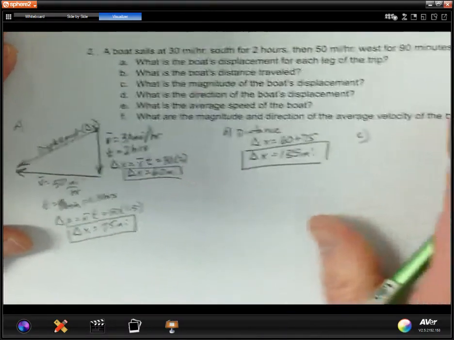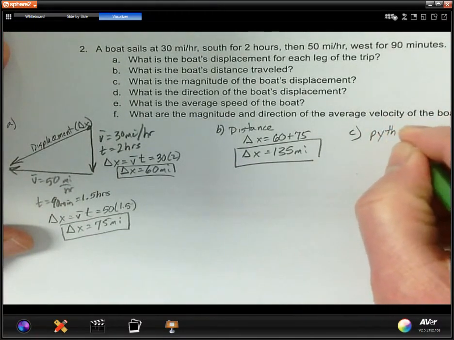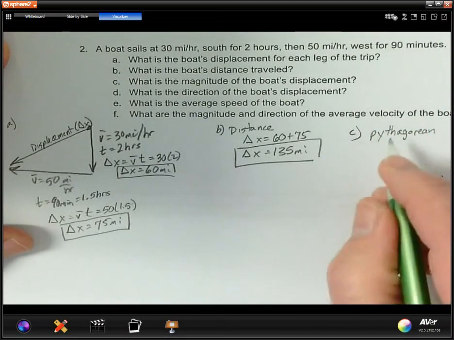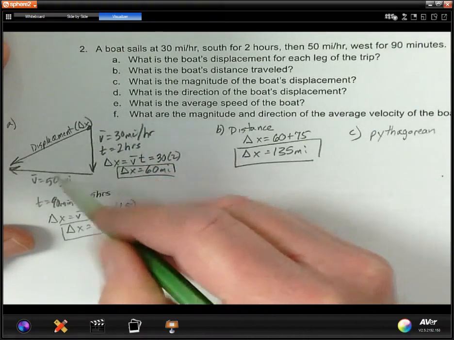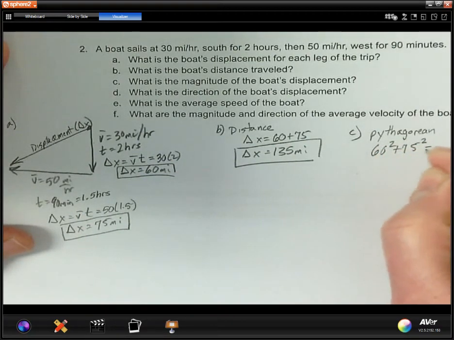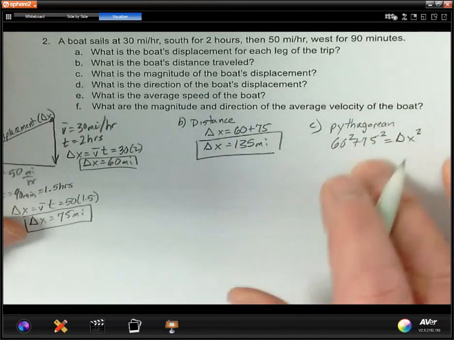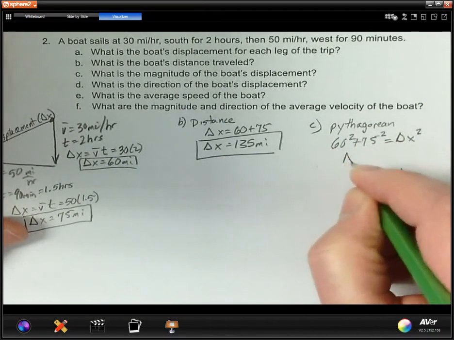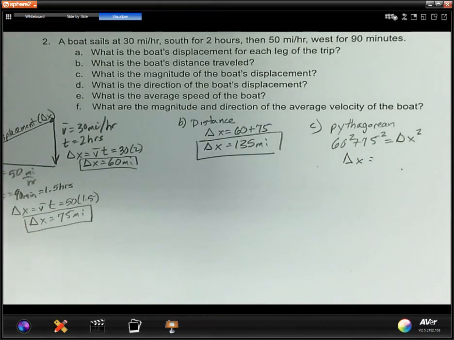And you don't have to write this out in detail. I'm just writing that we're going to do the Pythagorean theorem so that you can see how we got the answer if you're looking back at it. But Pythagorean theorem says a squared plus b squared equals c squared. So 60 squared plus 75 squared is delta x squared. And again, I'm not going to show all the steps. You can if you want to, but you don't have to. But I'm going to square them and add them together and then take the square root.